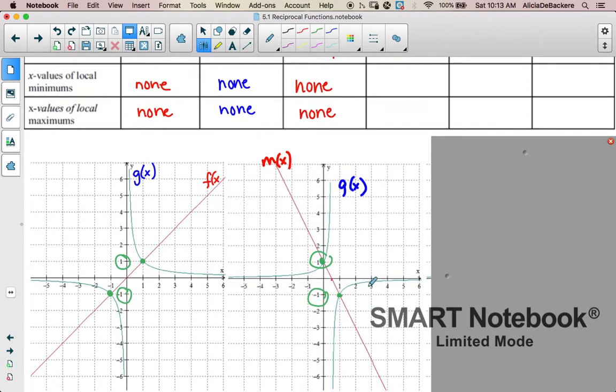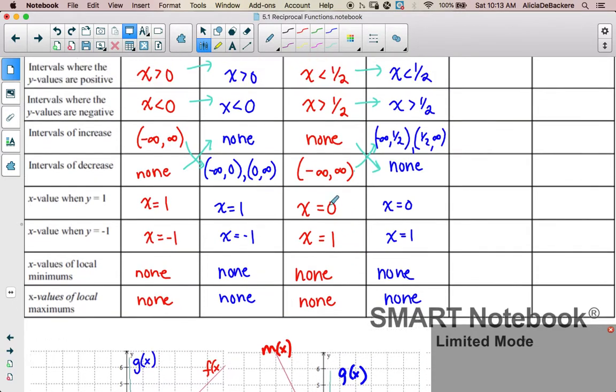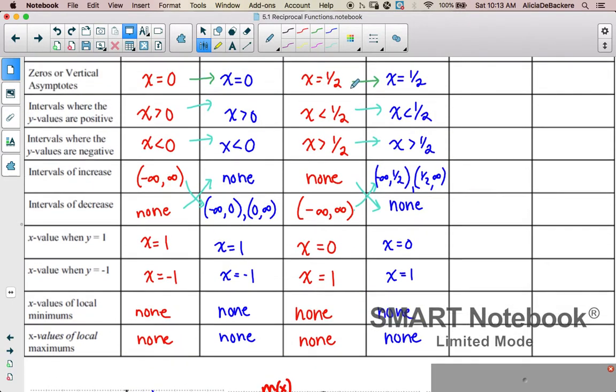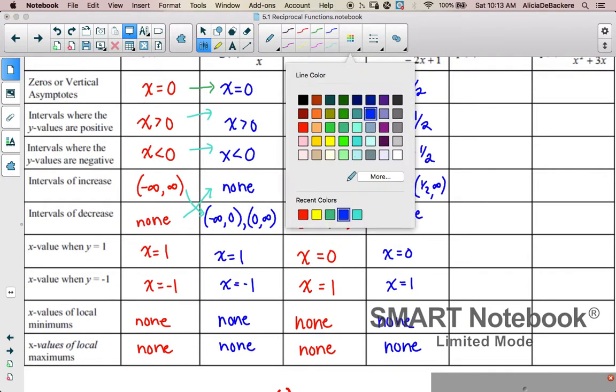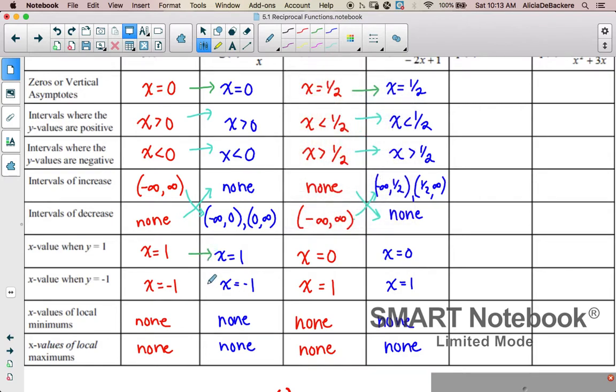All right, the next one we're looking at is local minimums and maximums. And again, this reciprocal graph does not have any minimums or maximums. So we're still not quite sure what the connection is there. We've got the connection between all these other pieces. And again, here we're seeing that these guys go straight across. There is a connection between those points.